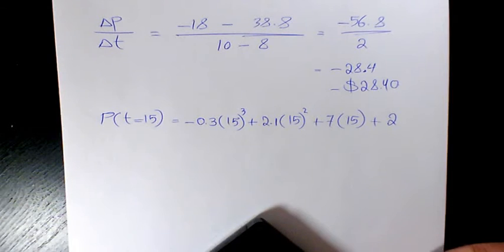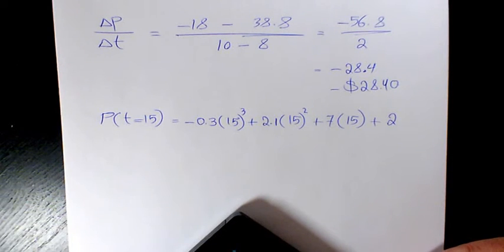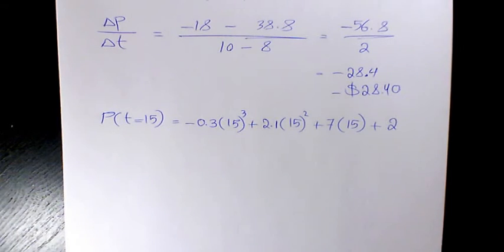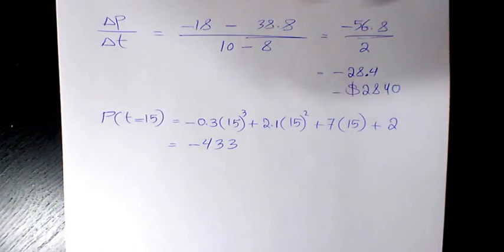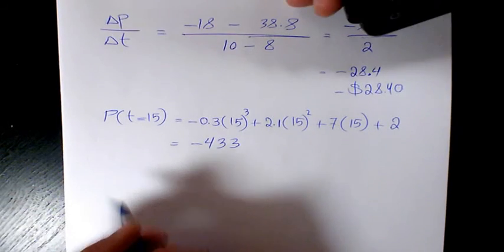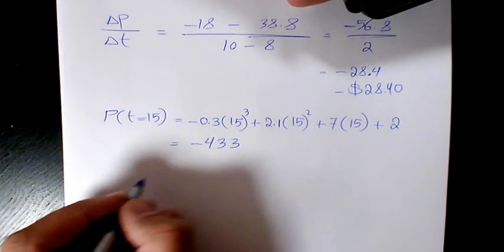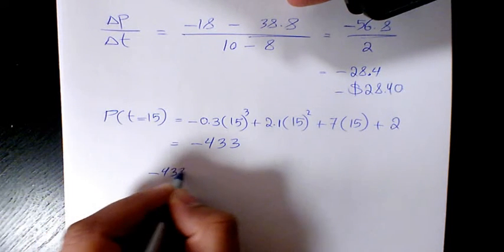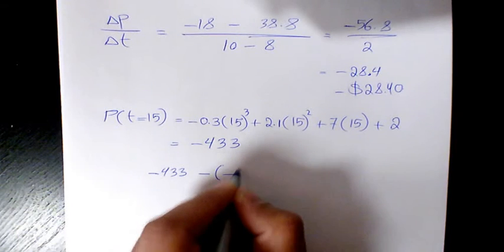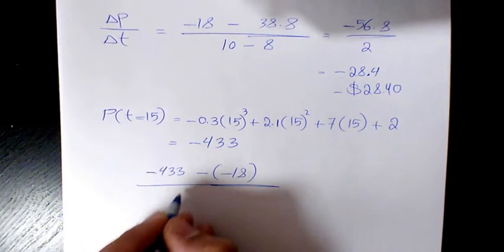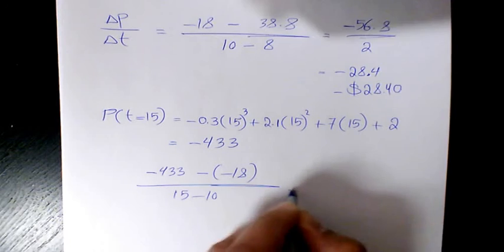So that's going to be negative 0.3 times 15 to the power of 3, plus 2.1 times 15 to the power of 2, plus 7 times 15 plus 2. That's going to be negative 433. So it is going to be negative 433 subtract negative 18, divided by 15 minus 10.